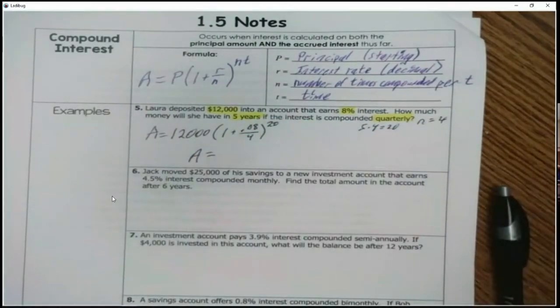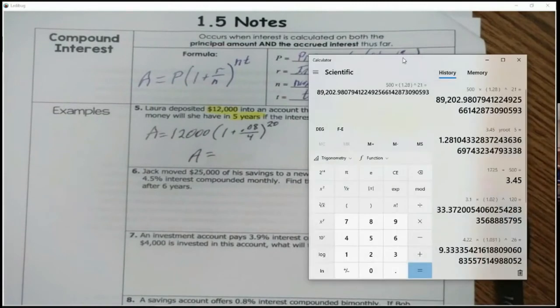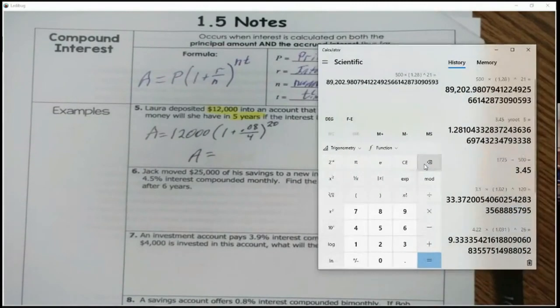So let's pull up our calculator. Again, we'll say we're starting $12,000 and we're taking that times 1 plus 0.08 divided by 4. All right, raised to the power of 20.